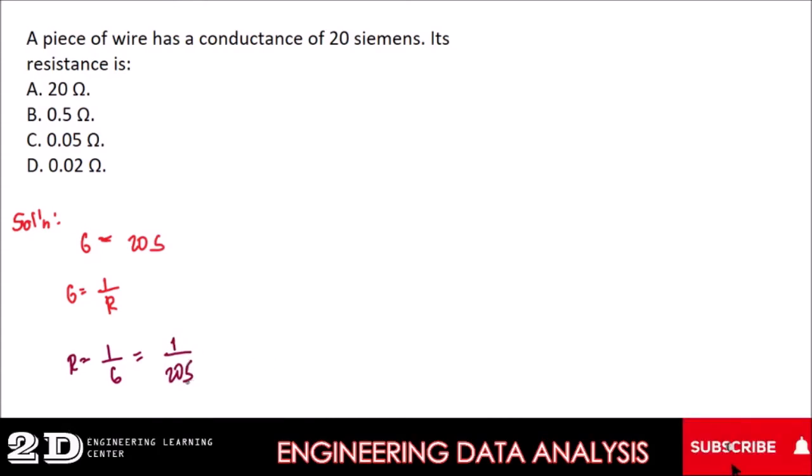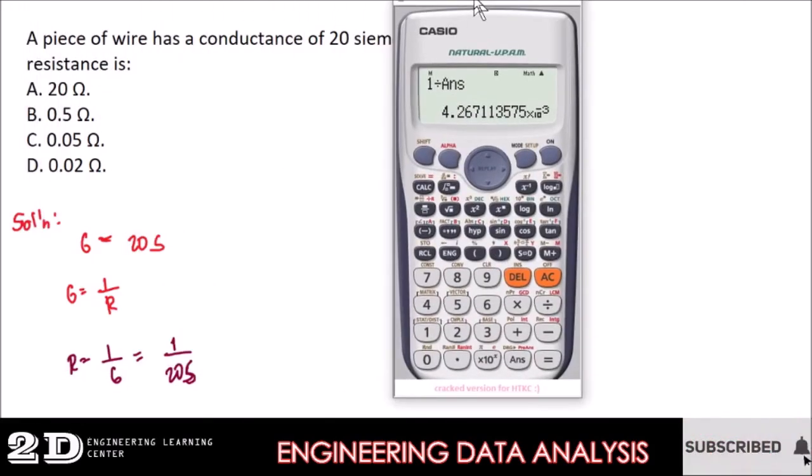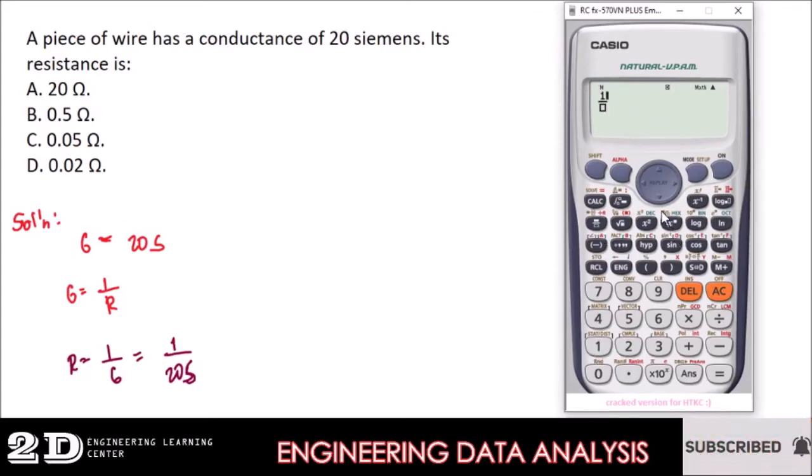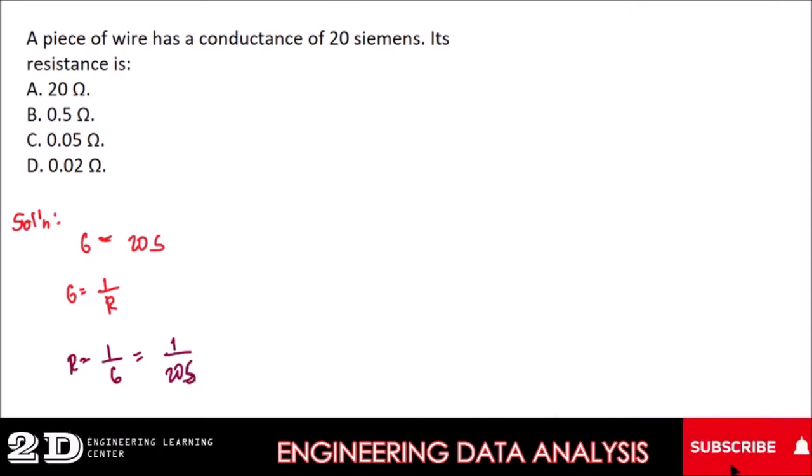Capital S para hindi maging seconds. Then we use our calculator. So ulitin natin yung calculator natin. So we have 1 over 20, and this will be equal to 0.05. So our answer is equal to 0.05 ohms. So ito yung correct na answer.